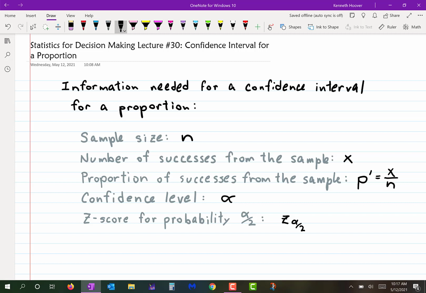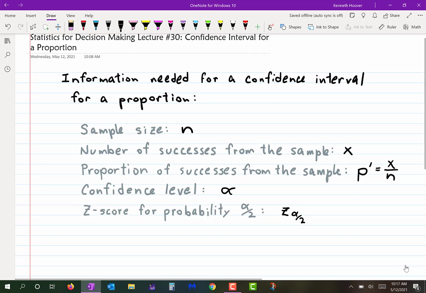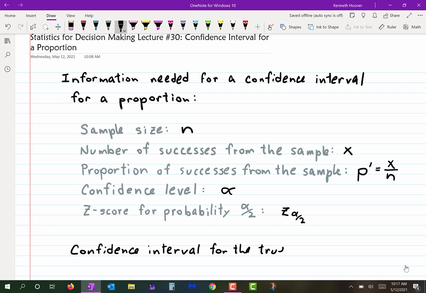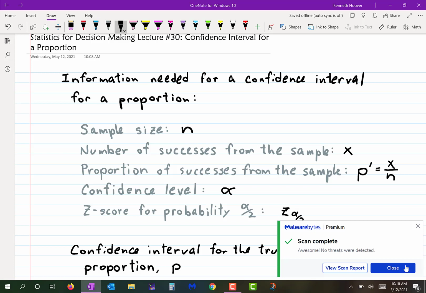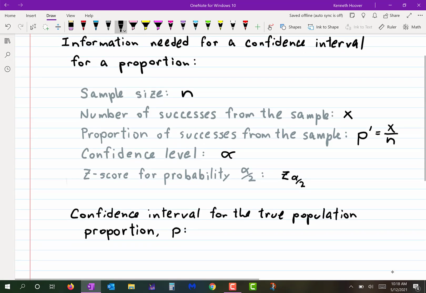Okay, now here's the formula for the confidence interval. Okay, so the confidence interval for the true population proportion, which we call P, is the true population proportion, and P prime is the sample proportion. Okay, and here's the formula for the confidence interval.